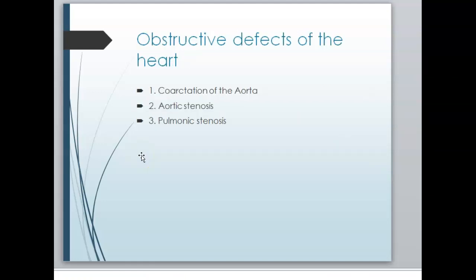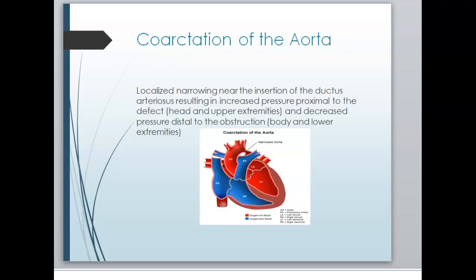Conditions or defects that cause obstructive defects of the heart consist of coarctation of the aorta, aortic stenosis, and pulmonic stenosis. Coarctation of the aorta is a localized narrowing near the insertion of the ductus arteriosus, resulting in increased pressure proximal to the defect, the head and upper extremities, and decreased pressure distal to the obstruction, the body and lower extremities.